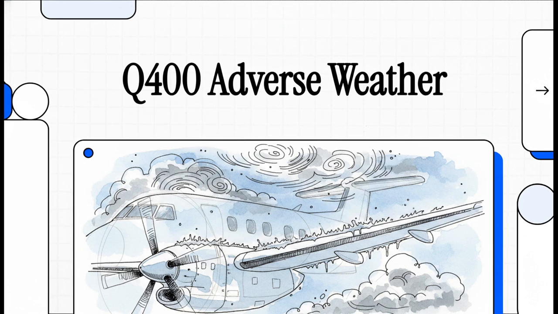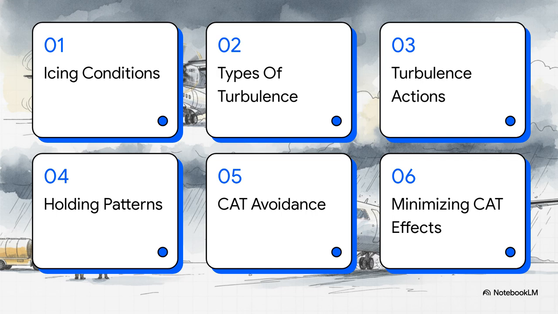Let's get into it. Okay, let's dive into this. Consider this our pre-departure briefing flight plan. We'll start with icing conditions and restrictions, then defining types of turbulence, turbulence penetration and actions, holding patterns in turbulence, clear air turbulence avoidance, and finally, minimizing CAT flight effects.